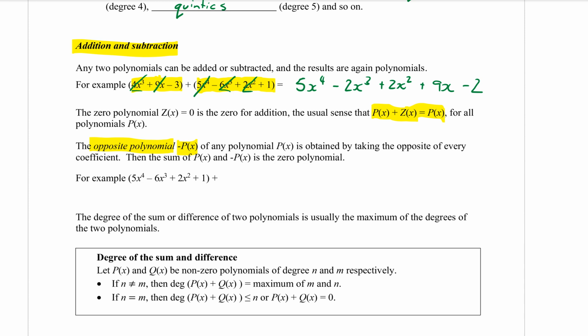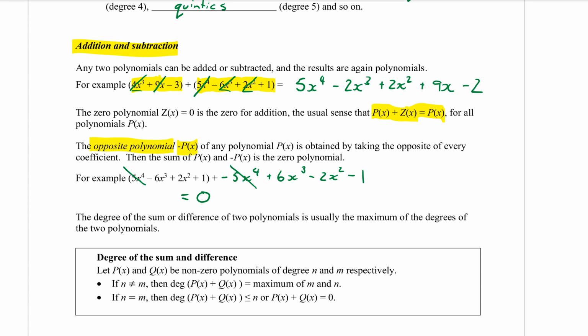So I'm going to go through and change all the coefficients of that original one. So it would be minus 5x to the power of 4. The minus 6 becomes a plus 6x to the power of 3. The plus 2 becomes a minus 2x squared, and then a minus 1 there on the end. So obviously 5x to the 4 minus 5x to the 4, everything's going to cancel out, and it comes out as 0. So if you add a polynomial to its opposite, you will get 0.